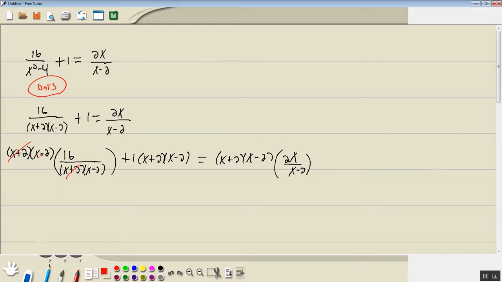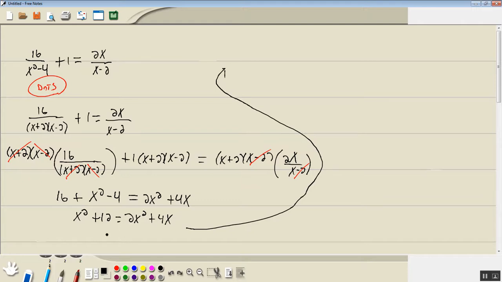Okay, that x plus 2 cancels that x plus 2, this x minus 2 cancels that x minus 2, and over here this x minus 2 cancels that x minus 2. So we're left with 16 plus, I'm going to FOIL this, x times x is x squared, and then minus 4. Over here 2x times x is 2x squared, and 2x times 2 is 4x, distributive property. So then we'll have x squared, 16 minus 4 is 12, is equal to 2x squared plus 4x.